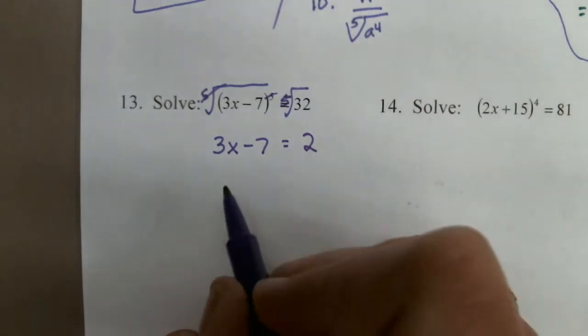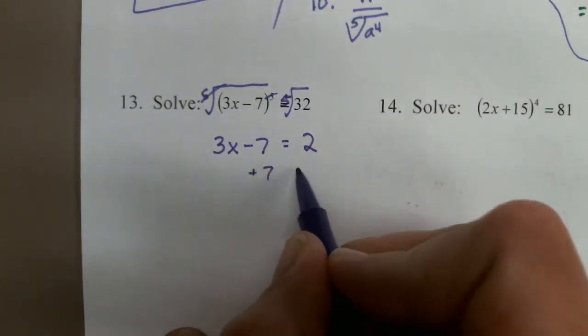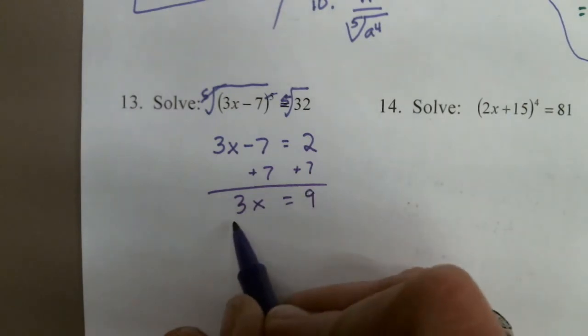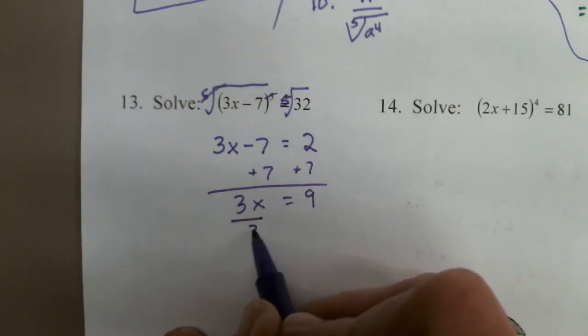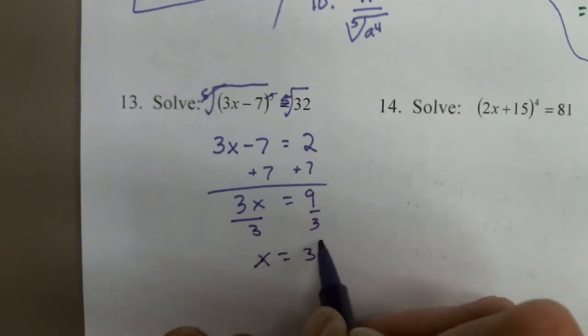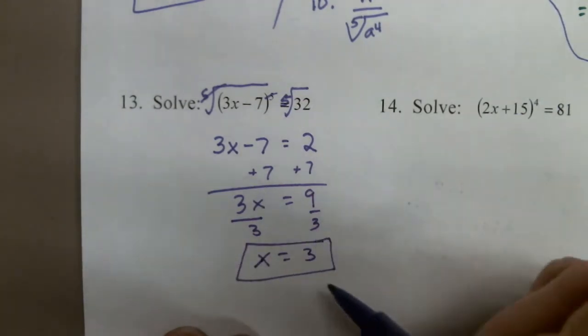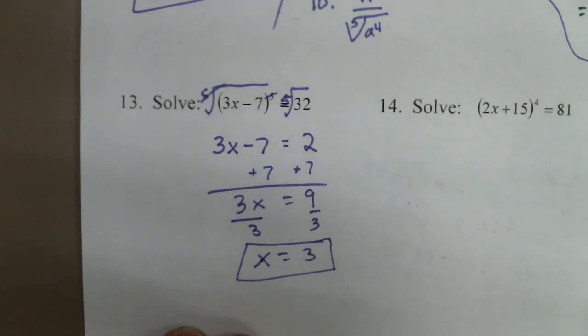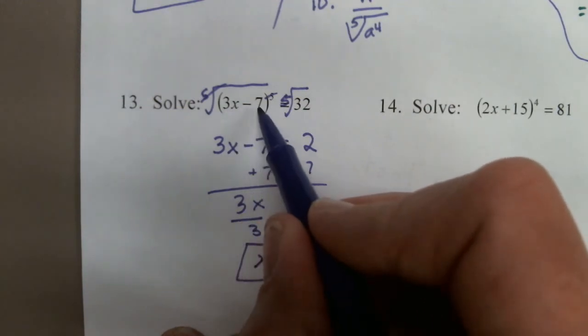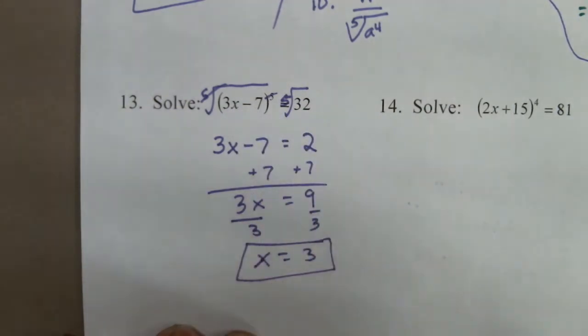Okay. The next step, add 7 to both sides. 3x equals 9. To solve for x, I just have to divide by 3. X equals 3. Okay, it's always a good idea to try this in the original equation to make sure it works. 3 times 3 is 9. 9 minus 7 is 2. 2 to the fifth is 32. So we're good.